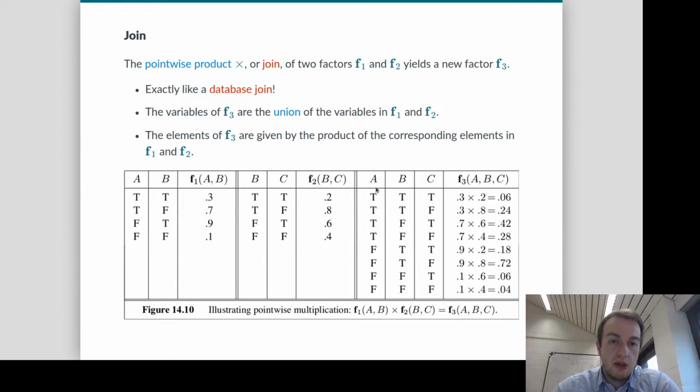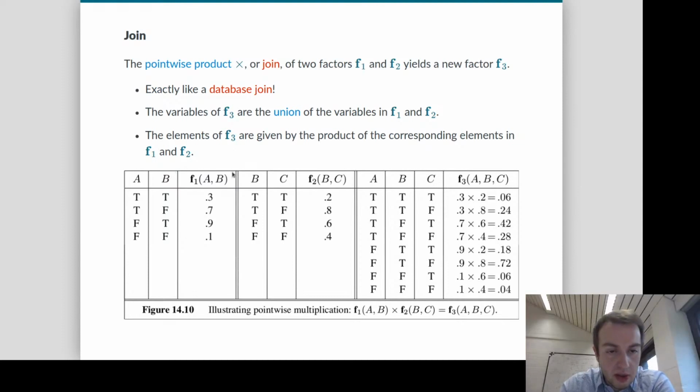Now we have to define what we mean exactly when we say that we are joining several factors together. So I will define for that a new operator, which I will call the pointwise product, that I will denote with this cross, or simply a join, of two factors f1 and f2, and this operation will yield a new third factor, which let's say is called f3. If you've already followed some courses on databases, then it's basically the same as a join in a database. So the variables of the factor f3 correspond to the union of the variables in the two factors f1 and f2, and the elements of this factor f3 are given by the product of the corresponding elements in f1 and f2.